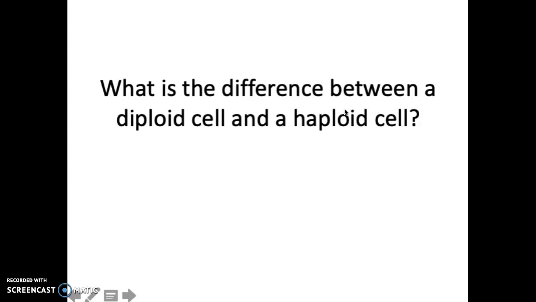So I hope that gets you at least thinking a little bit about chromosomes, about how DNA is packaged in chromosomes, and the number of chromosomes that we find in human beings.